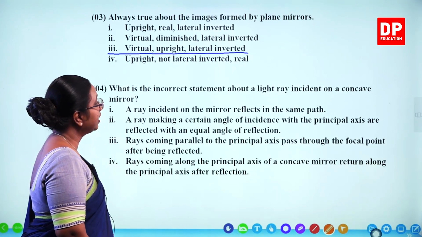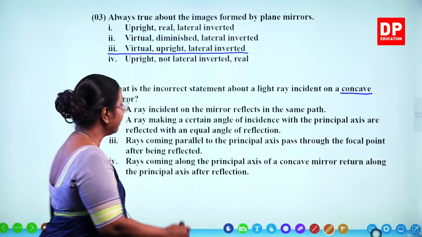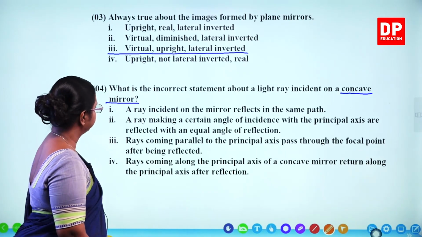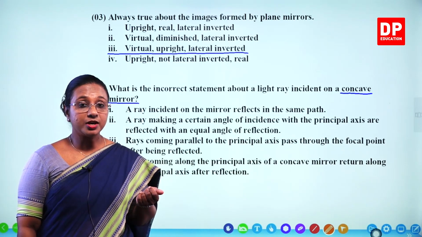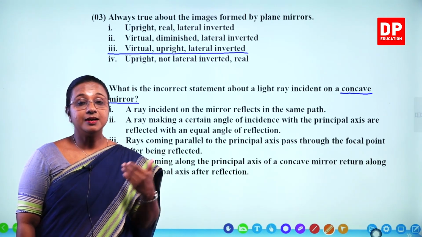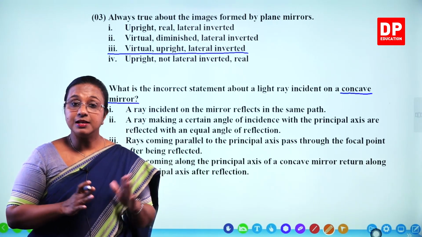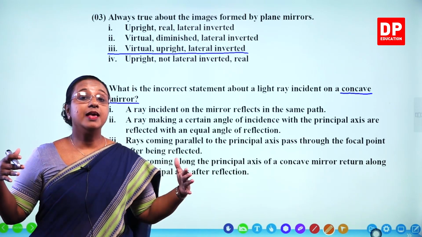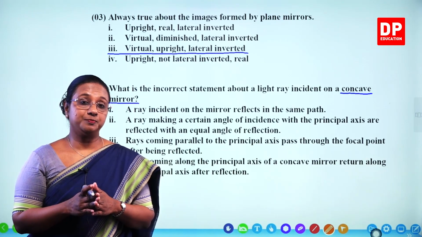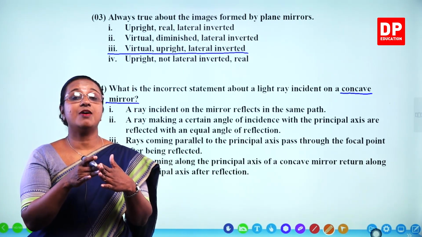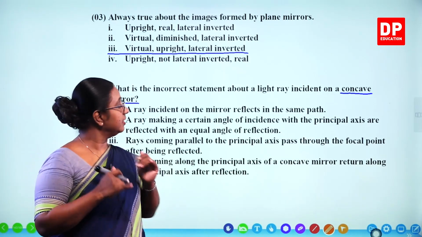Now, always when you read the question, earlier it was plane mirror. Now it is concave mirror. What type of a mirror is a concave mirror? Is it diverging or converging? It is a converging mirror because all the rays that are incident parallelly on a concave mirror get reflected and pass through the focal point. So, they all meet at one point. Therefore, it's a converging beam. So, it's a converging mirror.